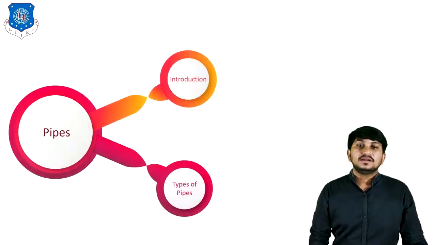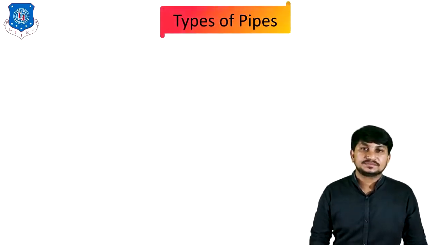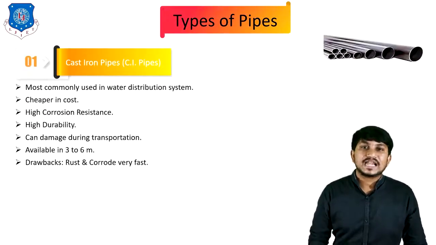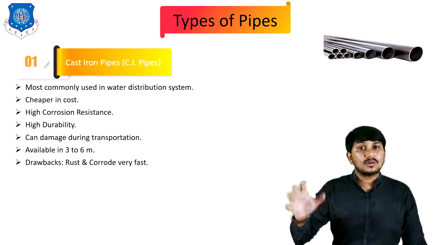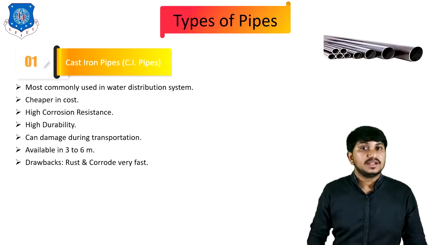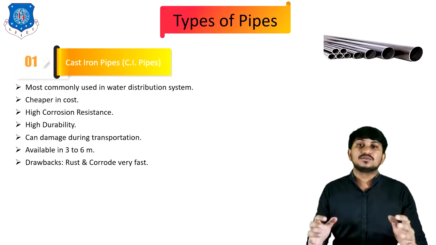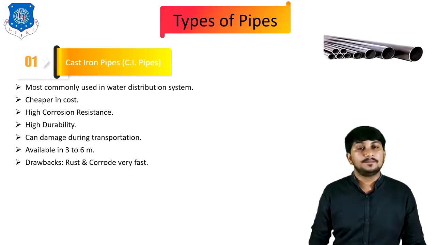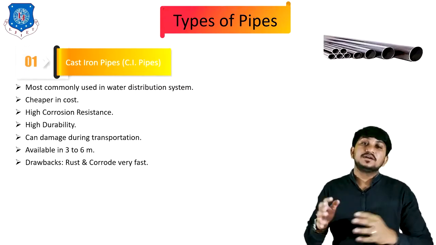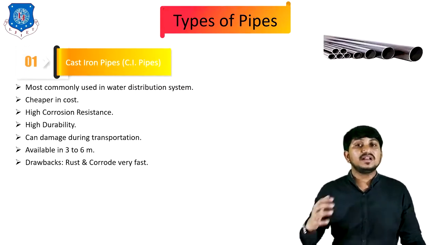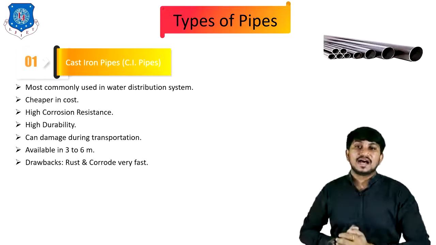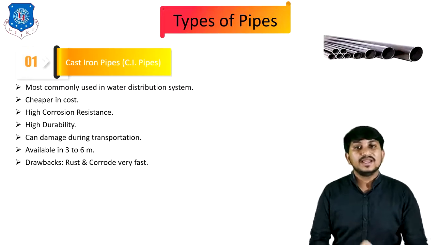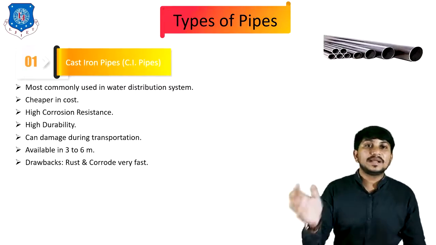Let's see various types of pipes. First type is cast iron pipe or CI pipes. This is the figure of CI pipe. It is most commonly used in water distribution systems. It is cheaper in cost compared to other pipes. It has high corrosion resistance and high durability compared to other pipes. It can get damaged during transportation also. It is available in 3 to 6 meter length. The drawback of these CI pipes is rust and corrosion problems. It can rust and corrode very fast compared to other pipes.